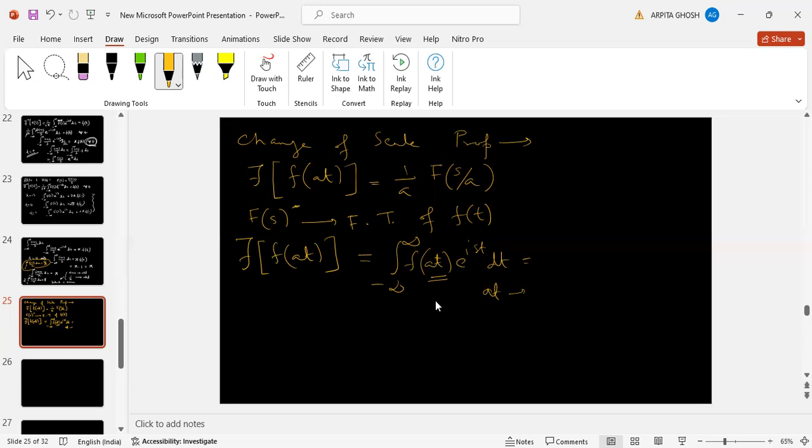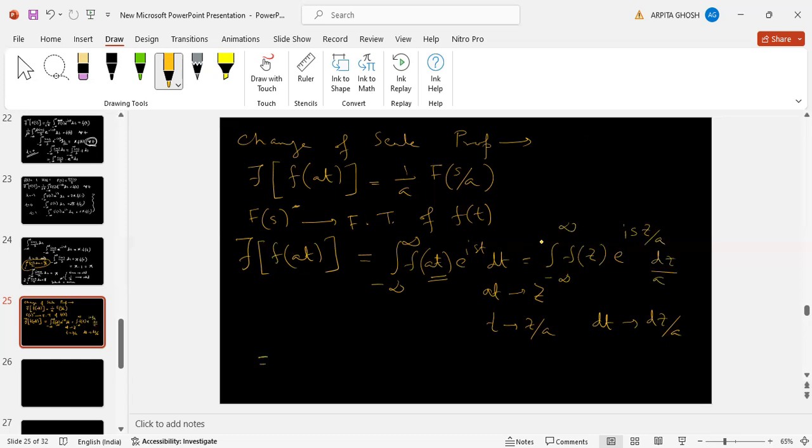So now, let us put, for proving, let us put at equal to z. If at is your z, t is your z by a, and dt will be dz divided by a. Now when t is tending to minus infinity, obviously at will also tend to minus infinity, when z is your minus infinity. If t is plus infinity, z is again plus infinity. So f of at means f of z, e to the power ist, and t is your z by a, and dt is your dz by a.